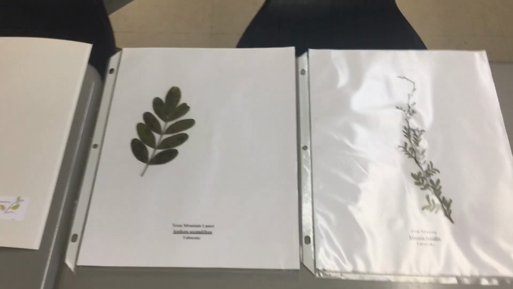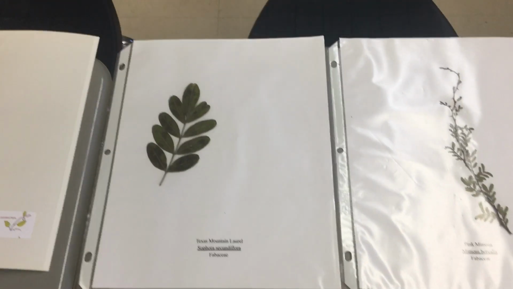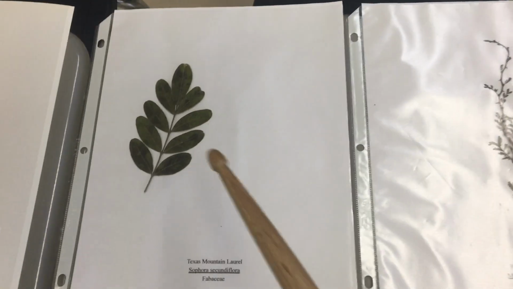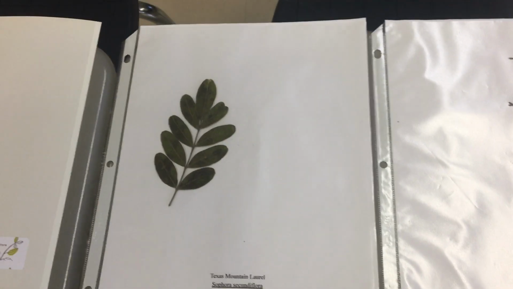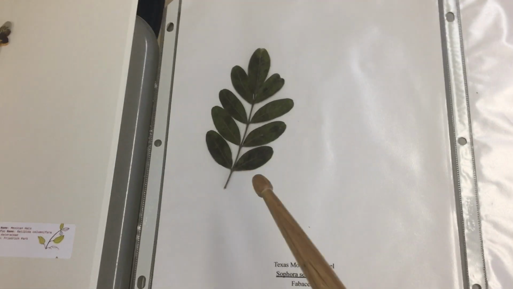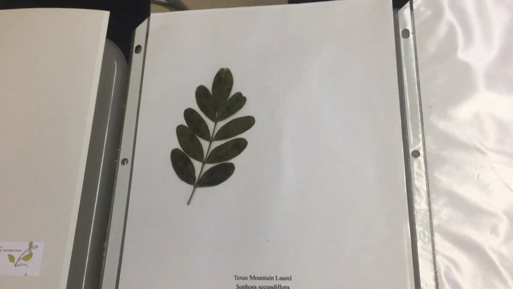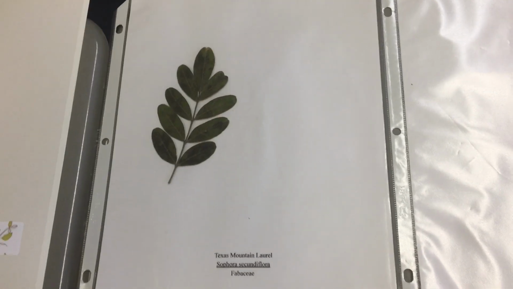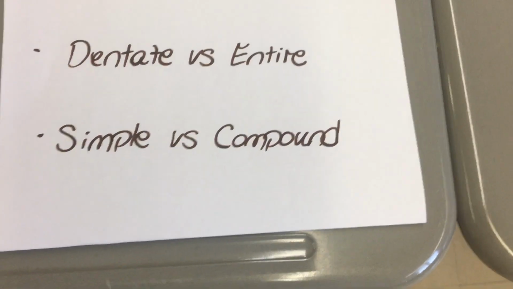Okay? Now you can also say, well, look at this Texas mountain laurel, which, by the way, was another tree I talked about in a previous video. With the mountain laurel, this whole thing is one leaf, and each of the little doohickeys on there is a leaflet. So if you have a bunch of leaflets that make up the one leaf, that's called a compound leaf.